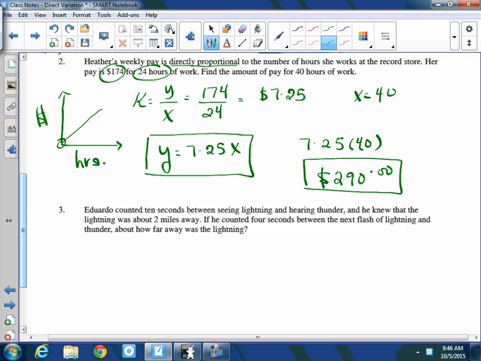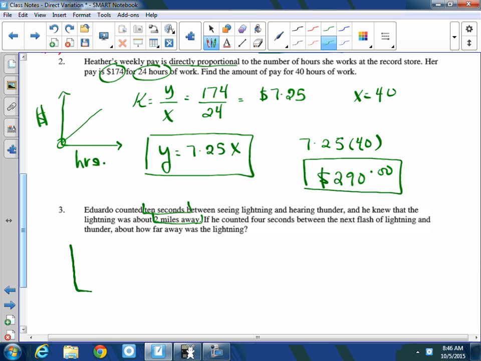Okay, and there are kind of 10 seconds between seeing lightning and hearing thunder. And then he knew that Tulani was about 2 miles away. So what two things is this problem talking about? Miles and seconds. Okay, say that again. Seconds. 2 miles away, 10 seconds.